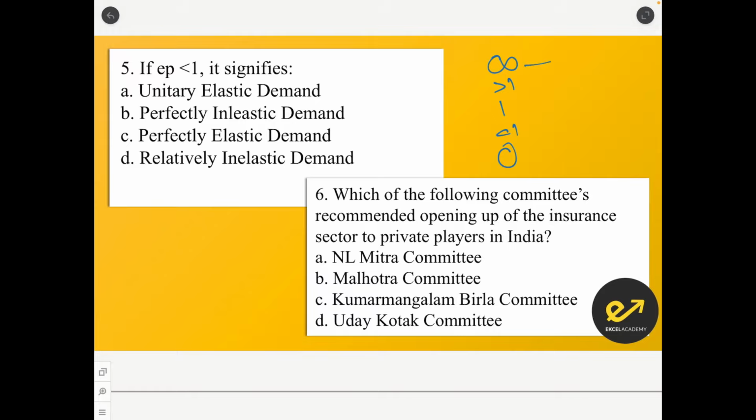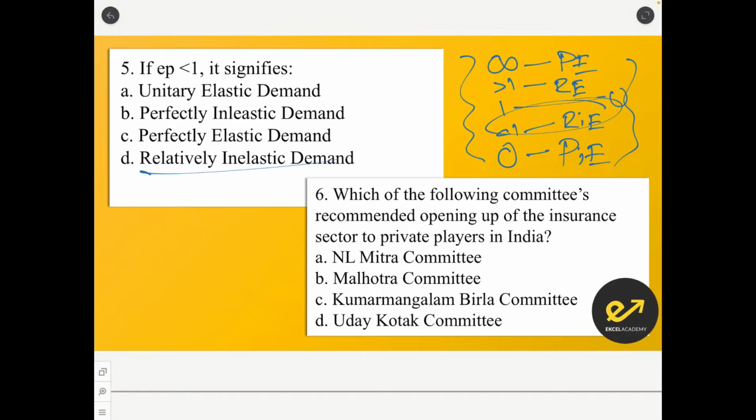So if the value is infinity, then it is perfectly elastic. If the value is 0, it is perfectly inelastic. If the value is 1, then it is considered as unitary. If it is greater than 1, then it is relatively elastic. Then if it is less than 1, it is relatively inelastic. So if you remember these 5 values and their names, then you can answer any questions related to this concept. So here the value is EP is less than 1. So if EP is less than 1, it is relatively inelastic. So option D, relatively inelastic.